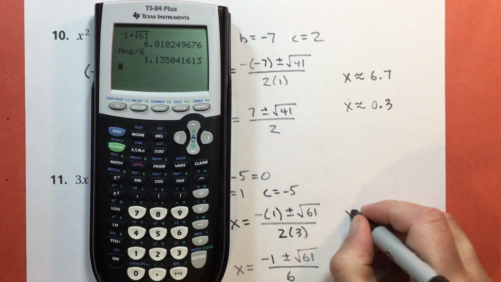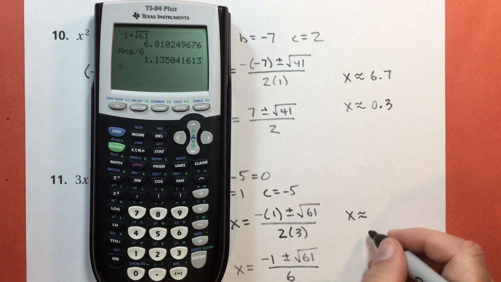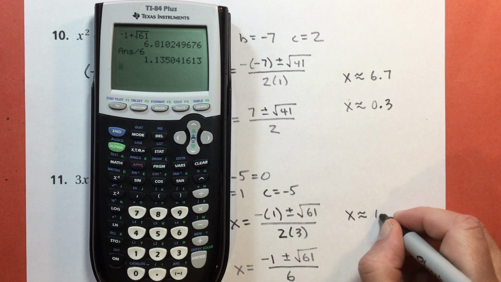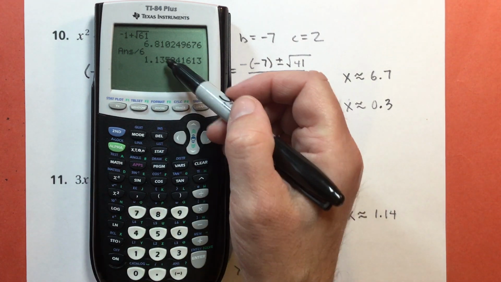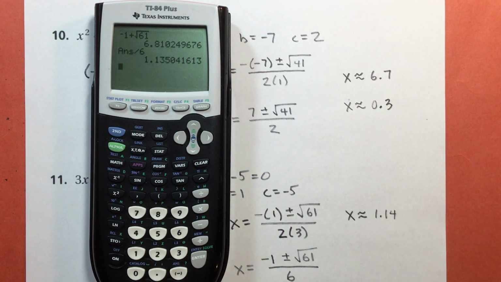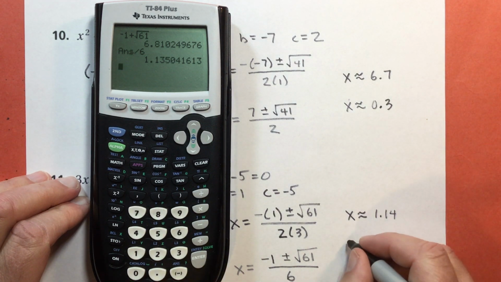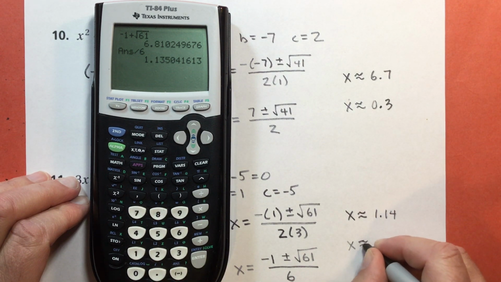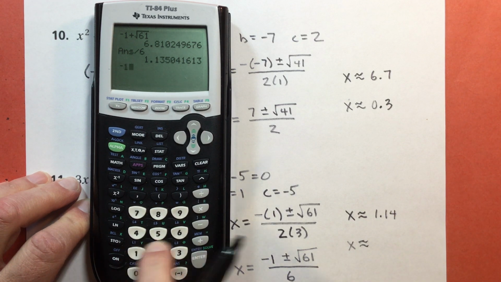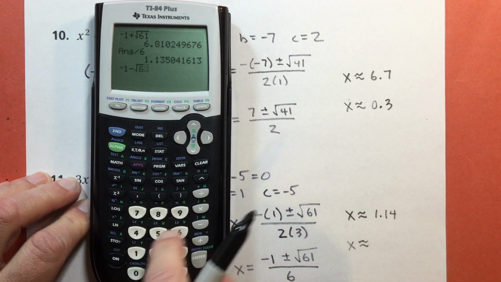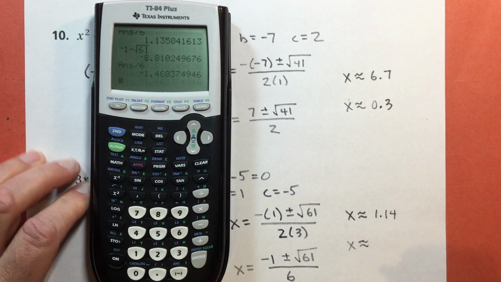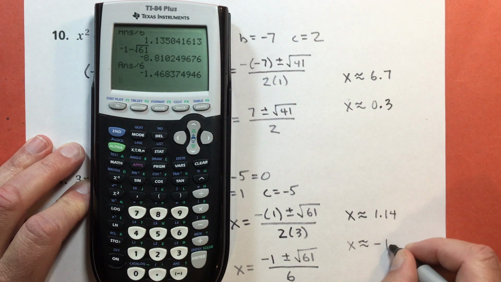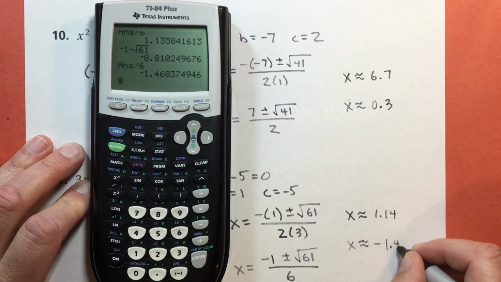So my first solution, x is approximately equal to, that's where the wavy equal sign comes from, 1.14, because the 5 makes the 3 go up. If you write 1.135, just whatever the directions say, that tells you what to round off to. And the other one is going to be -1 subtract square root of 61. I'm going to divide that by 6. So that's going to be about -1.47.